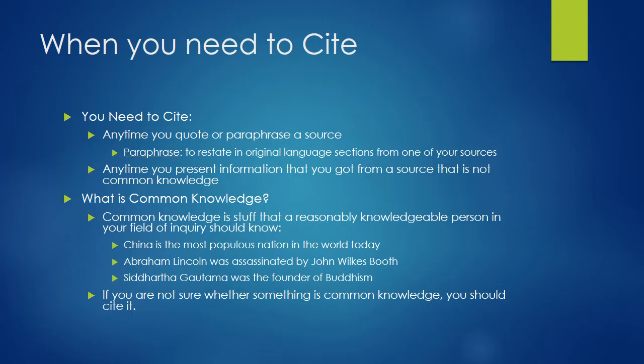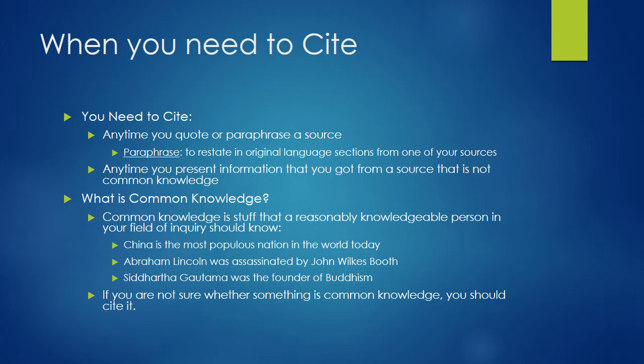So when do you need to cite? You need to cite anytime you quote or paraphrase a source. Quoting is when you use words that are directly identical to the words used in one of your sources, and you would indicate this with quote marks. A paraphrase is anytime you restate in original language sections from one of your sources. Either of those two times, it is essential that you cite your work. Otherwise, you are open to charges of plagiarism.